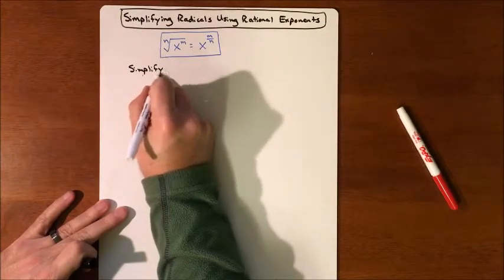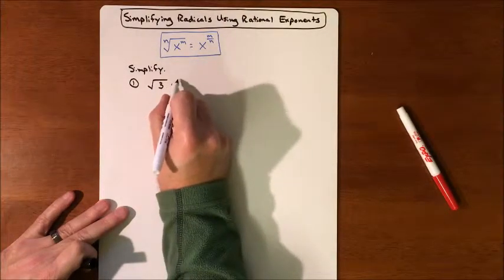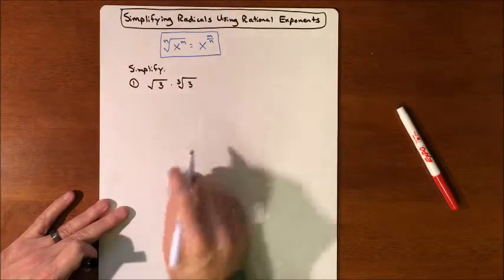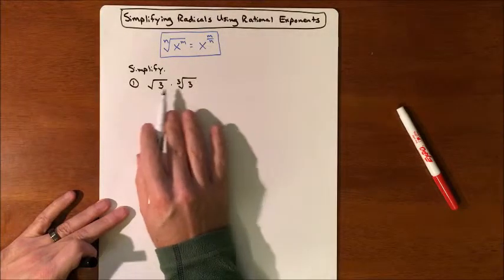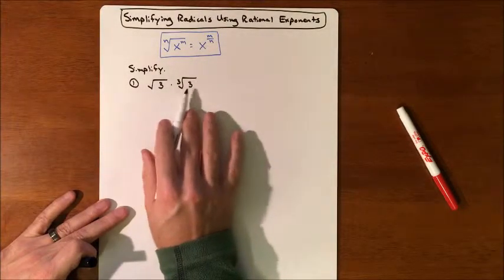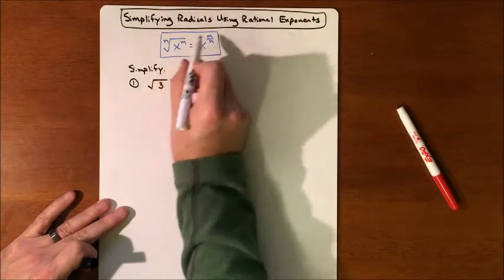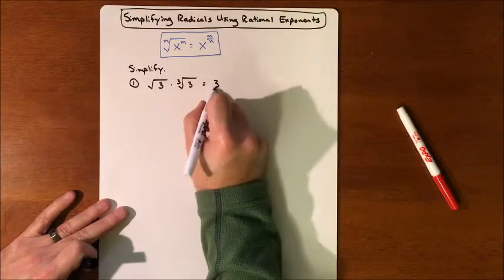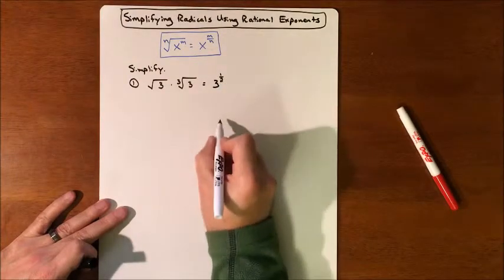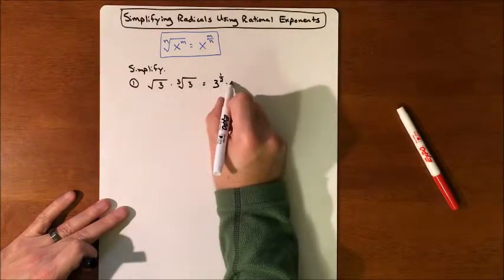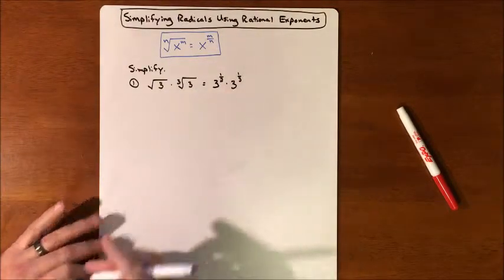So the directions may say simplify, and you're going to try and simplify the square root of 3 times the cube root of 3. So the problem with that one is you can't combine square roots with cube roots. But the fact that those both have a base of 3 is exactly what we're looking for. So we're going to rewrite the radical as a rational exponent. So the first one is going to be 3, and a square root is exactly the same thing as a 1/2 power. And then it's going to be multiplied by another 3 to the cube root is a 1/3 power.